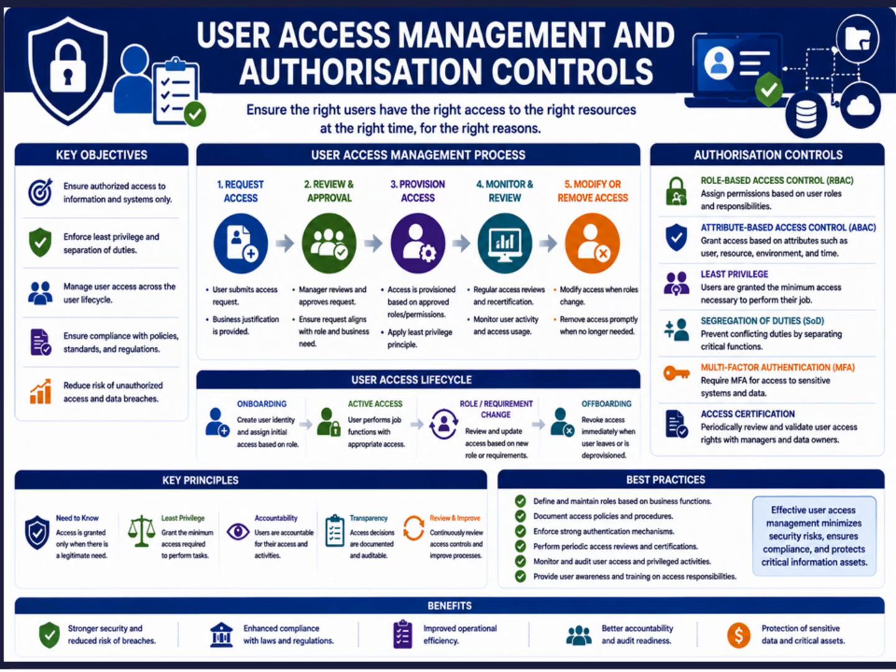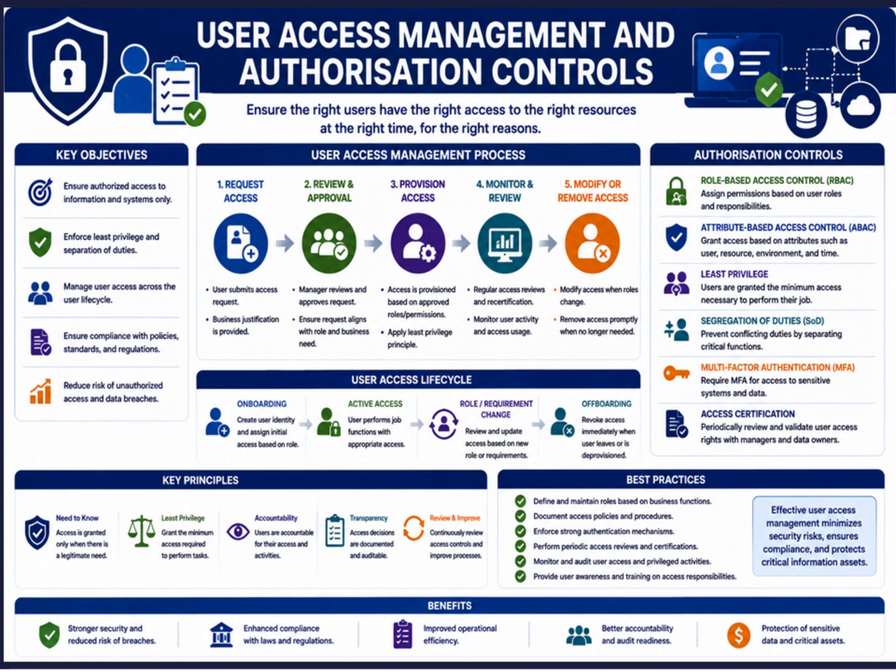Once access is granted, organizations must continuously monitor and review permissions to ensure users still require the access they have. When roles change or employees leave the organization, access must be updated or removed promptly. The slide also highlights the full user access lifecycle, from onboarding and active access management through to role changes and offboarding. Strong authorization controls are critical in this process.